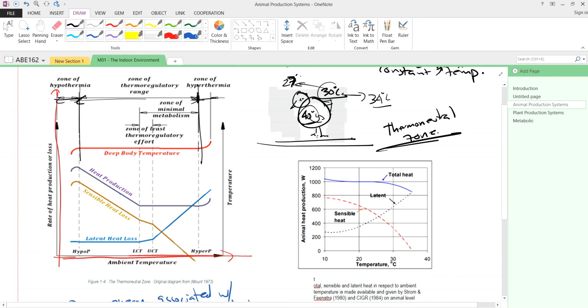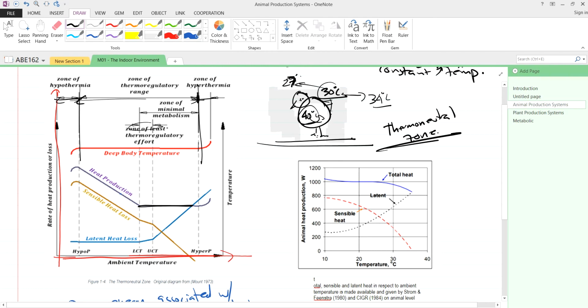Within this zone of thermoregulatory range, we have the zone of minimal metabolism. That's the horizontal line right here. Somehow they don't have that much metabolic activity, because that's what we want, right? But there's also another subzone right here, called the zone of least thermoregulatory effort. All right, so why?